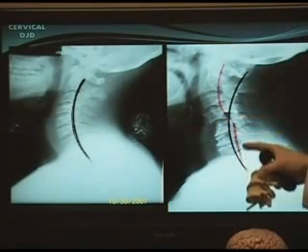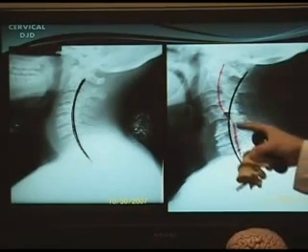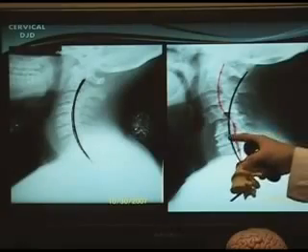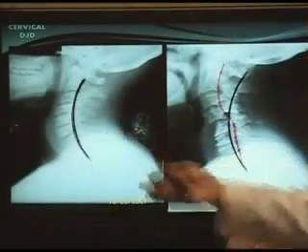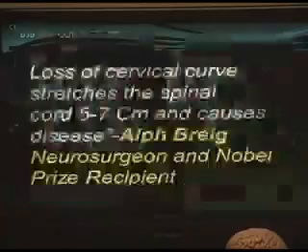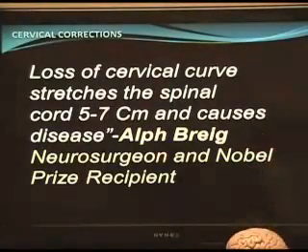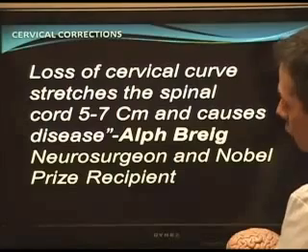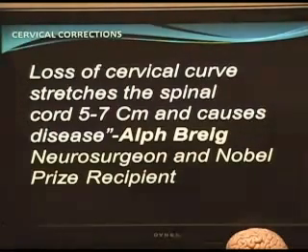The reason these are degenerated is because of the loss of structure in the curve in the neck, and that made these bones degenerate faster. Okay, so proper structure equals proper function. This is a study: loss of the cervical curve stretches the spinal cord 5 to 7 centimeters and causes disease. And that's Alfred Bragg. He's a neurosurgeon who is also a Nobel Prize recipient and did a lot of research on the brain. He says it actually stretches the spinal cord.